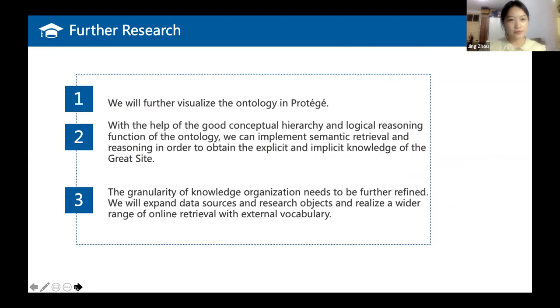And according to my further research, we will further visualize the ontology in a graph, and with the help of the good conceptual hierarchy and the logical reasoning function of the ontology, we can implement semantic retrieval and reasoning in order to obtain the explicit and implicit knowledge of the great site. And at last, the granularity of knowledge organization needs to be further refined. We will scan data sources and data research objects and realize a wider range of online retrieval with external vocabulary.